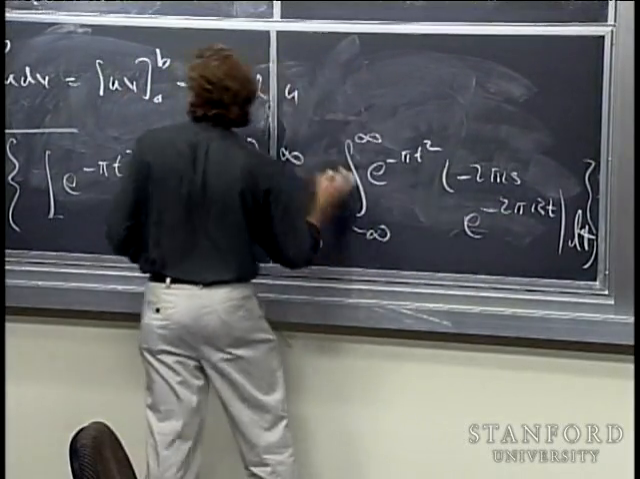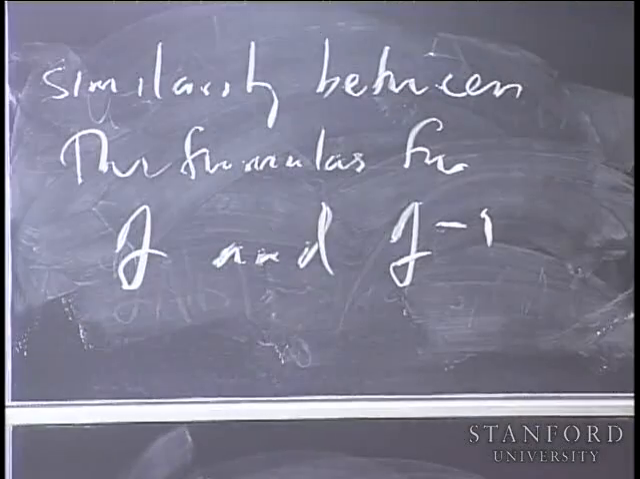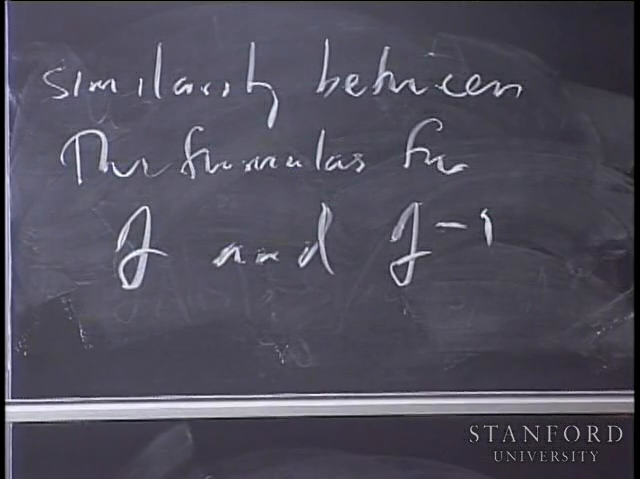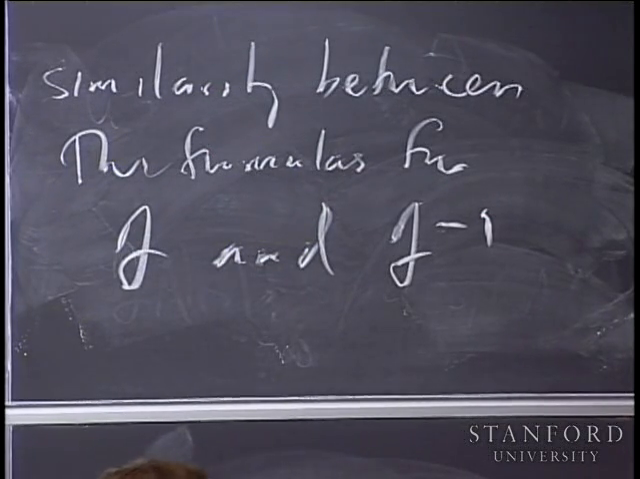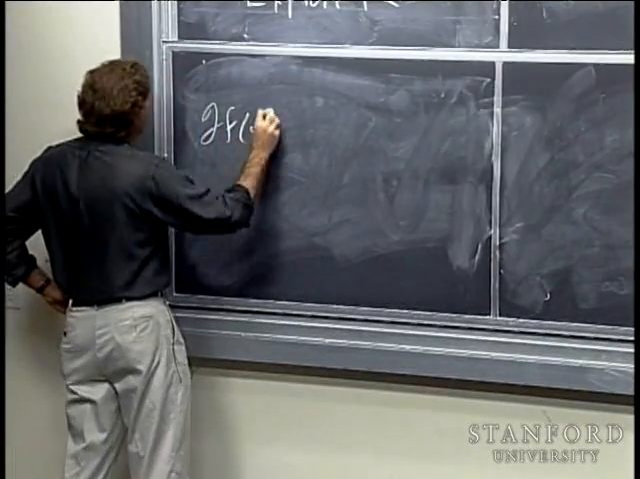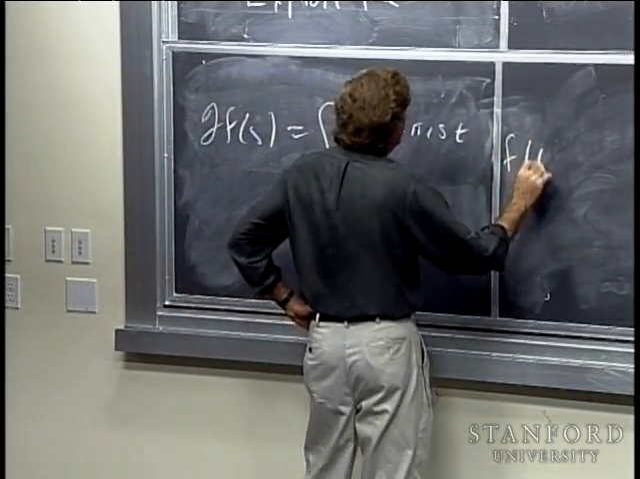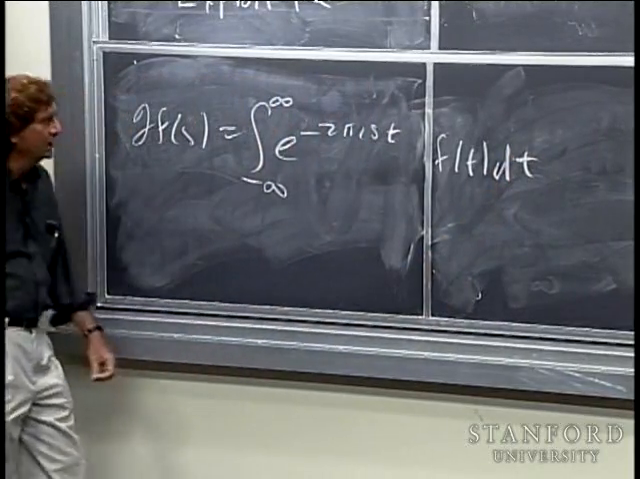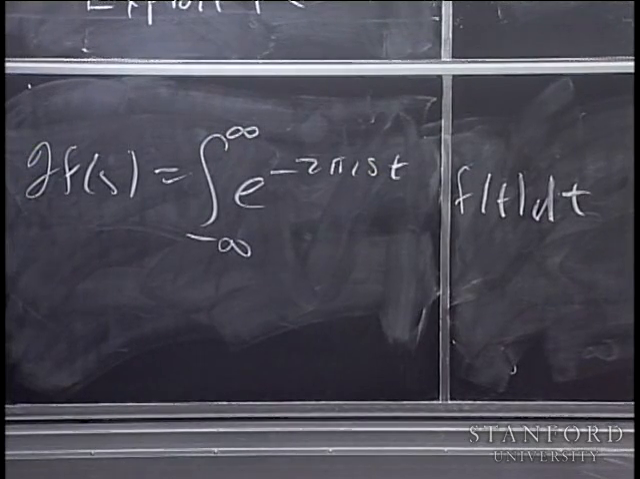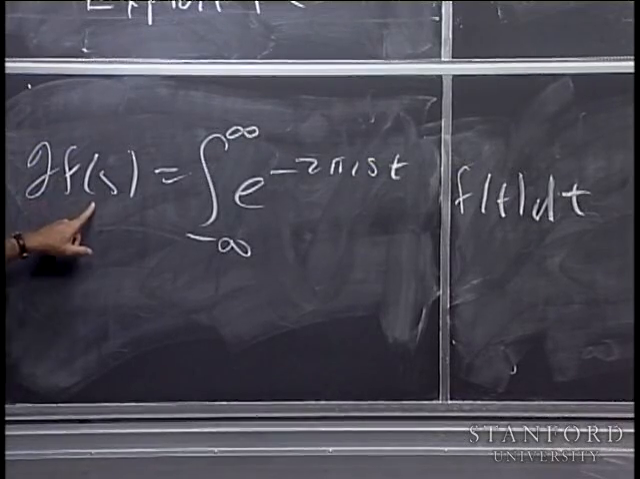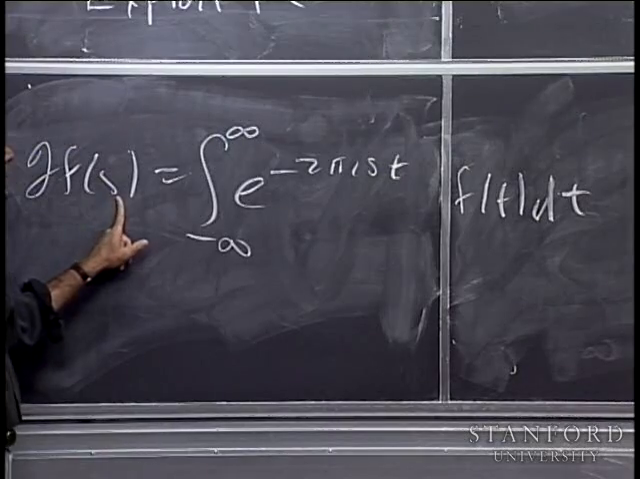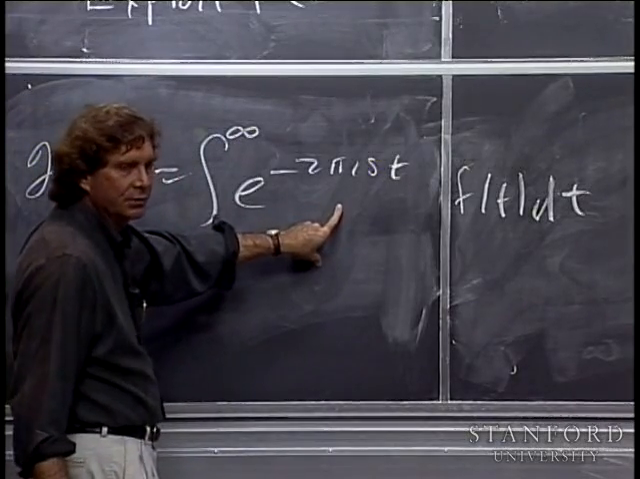Let me write down the definition again. The Fourier transform of f at s is the integral from minus infinity to infinity of e to the minus 2 pi i st f of t dt. Now, remember, say this to yourself early and often: the Fourier transform is an operation that turns one function into another function. To evaluate the transform, I have to evaluate it at a variable. In this case, I'm calling the variable s. That means I plug s into the formula, and that tells me how to compute the Fourier transform.